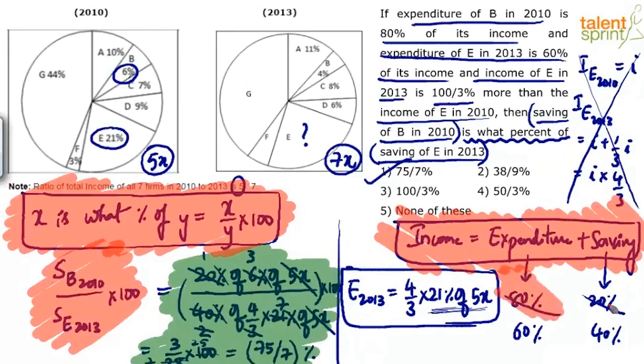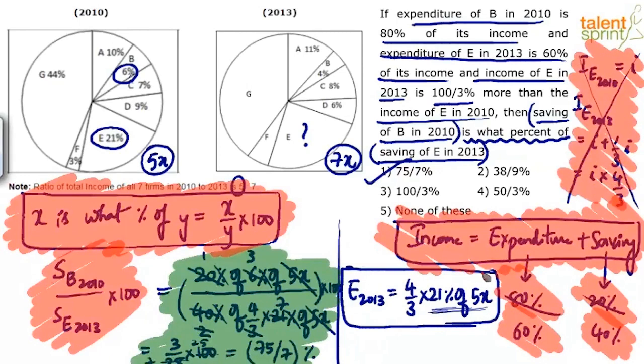Expenditure is 80%, so saving is 20%. Expenditure is 60%, so saving is 40%. These are all things which you know, right? I'm just trying to highlight that what we have put here is not required. This also is 4 by 3 into 21% of 5x directly right here. So see, only one step in my view, right? More than half of the solution should be done mentally. All right, so that's the answer to the first question.